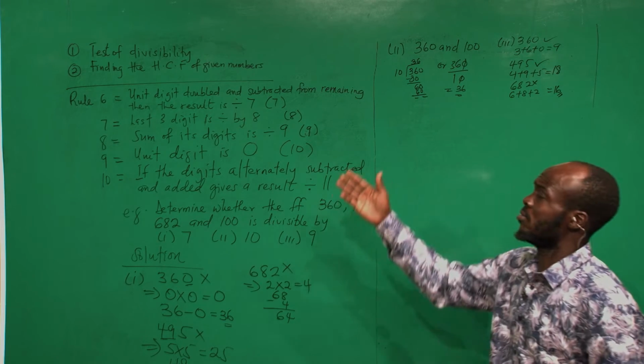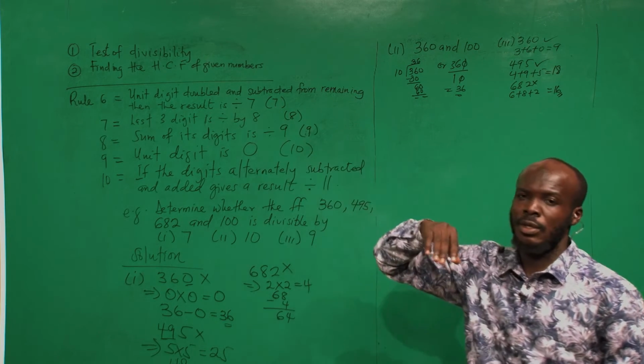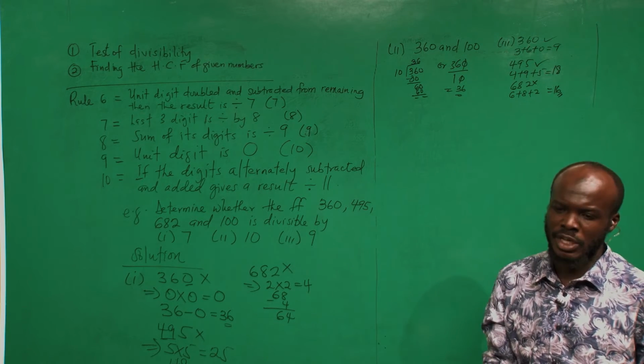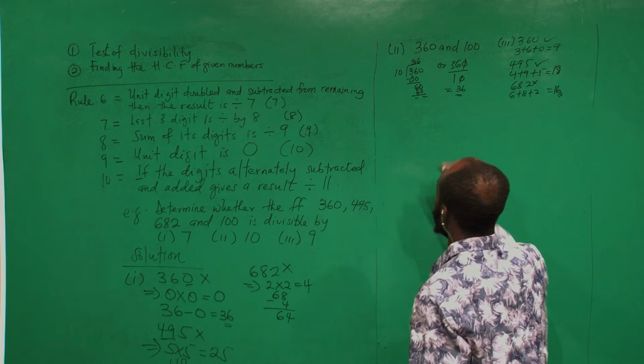So now they said we should be able to produce the highest common factor when a set of numbers are given to us. So let's take an example.